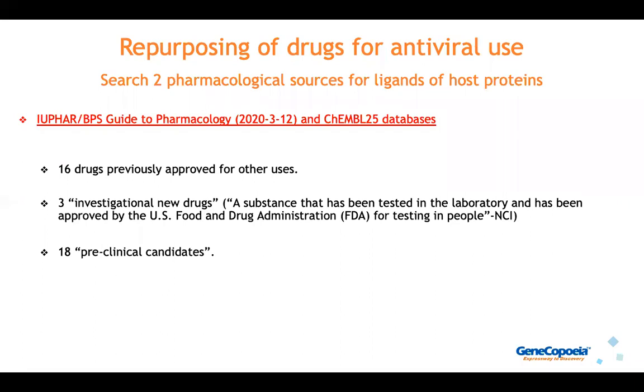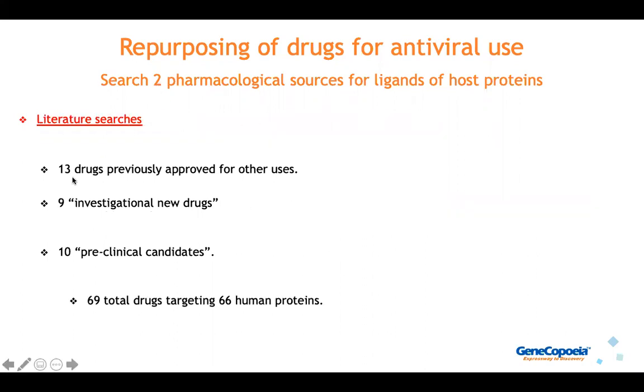However, the paper went on to show that when they did a drug repurposing study to see if any of these interacting proteins are targets of known drugs that are used for other diseases, they found that 16 drugs that were previously approved by the FDA for other uses, as well as other drugs that are either investigational or preclinical, target these proteins. And then from literature searches, they found additional drugs that can target these proteins.